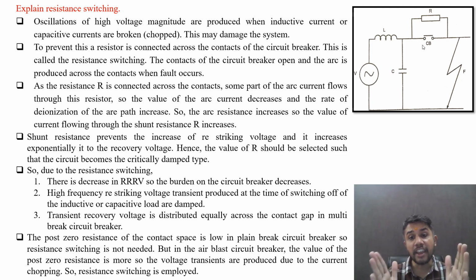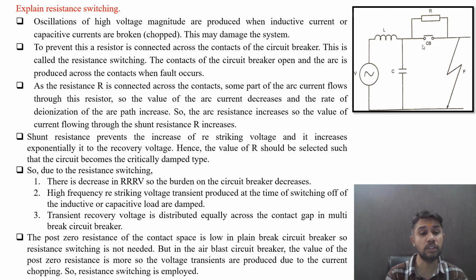But in case of air blast circuit breaker, the value of the post-zero resistance is more compared to that. So the voltage transients are produced due to the current chopping, and hence the resistance switching is employed for the air blast type circuit breaker. So this is how the resistance switching in circuit breaker can be understood.